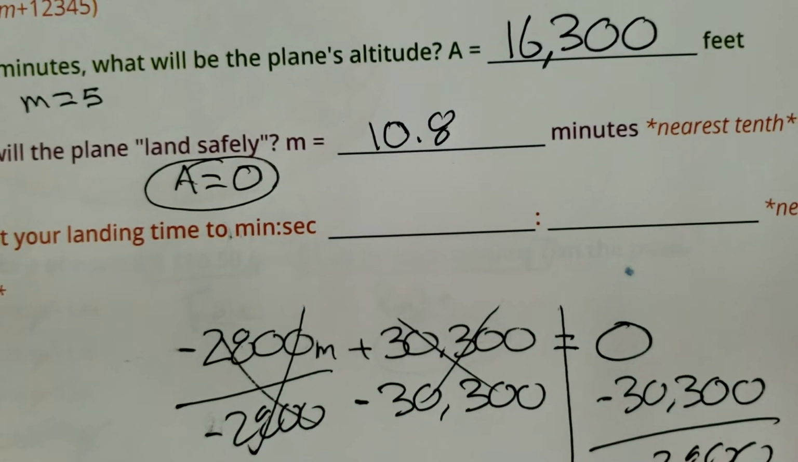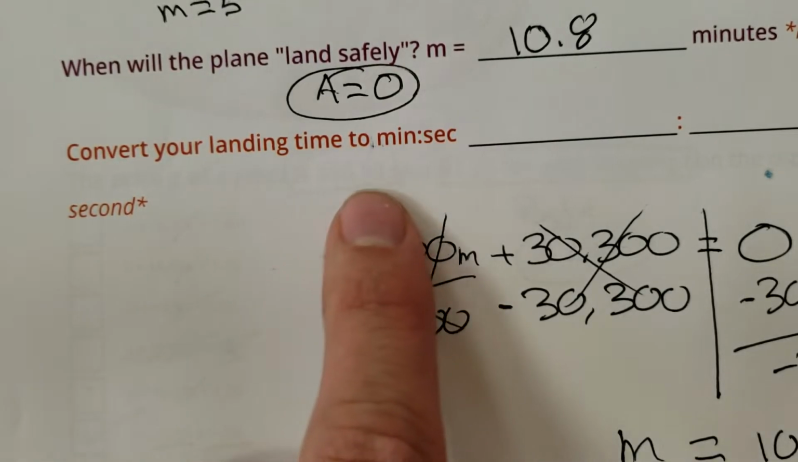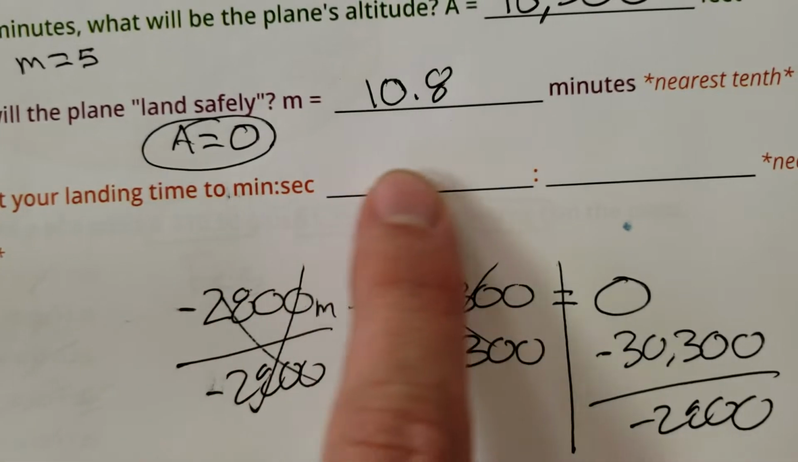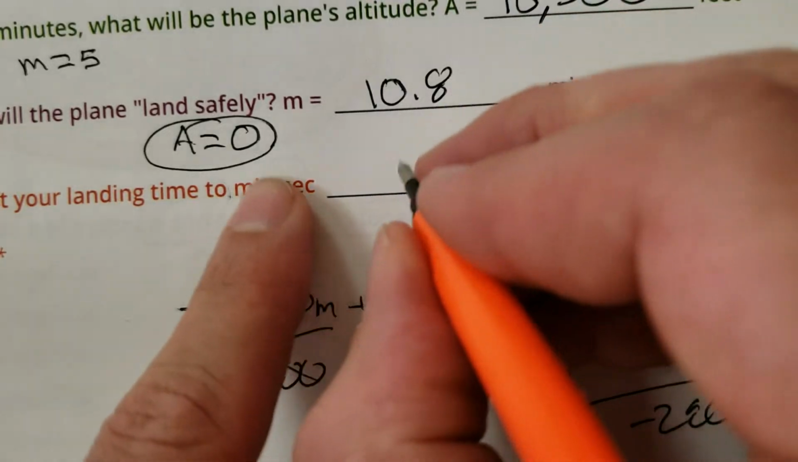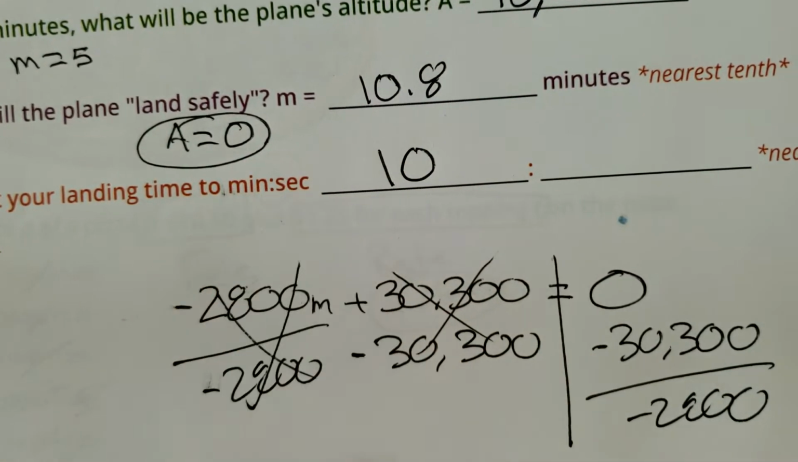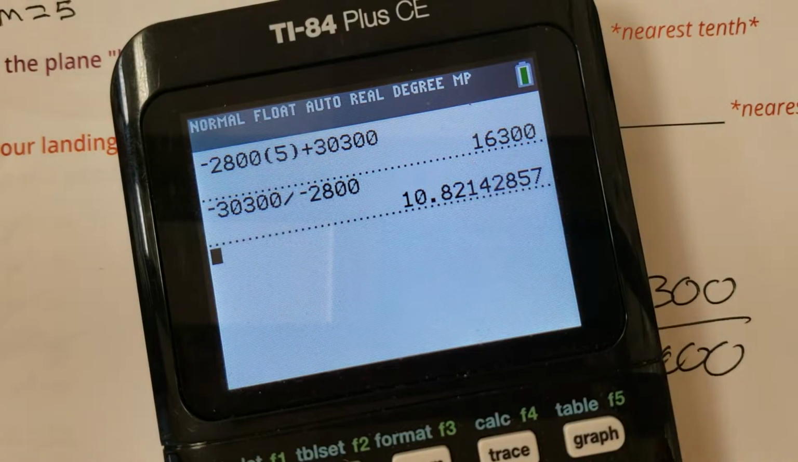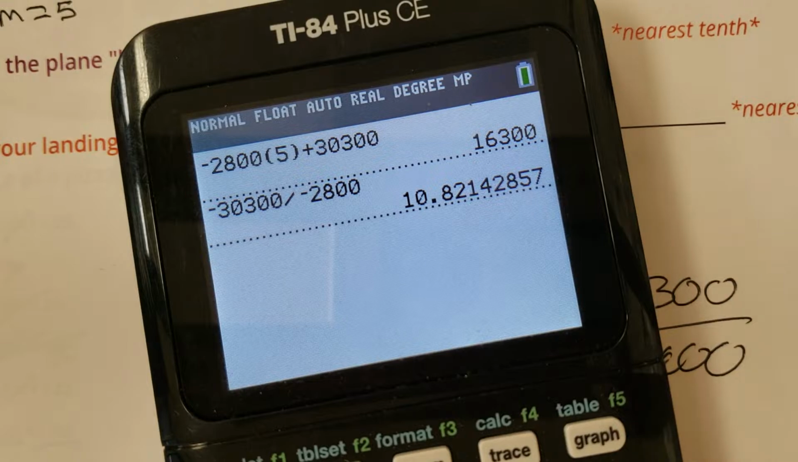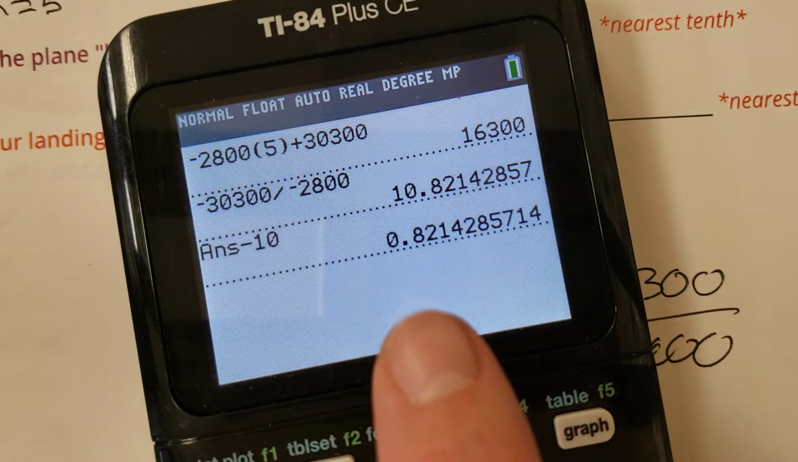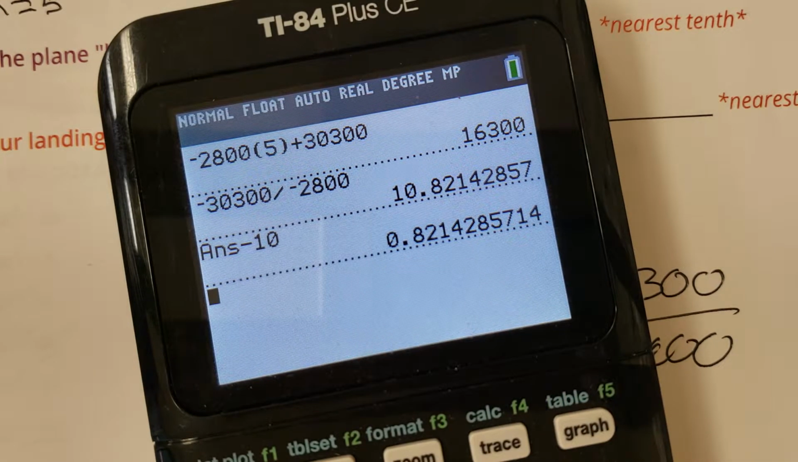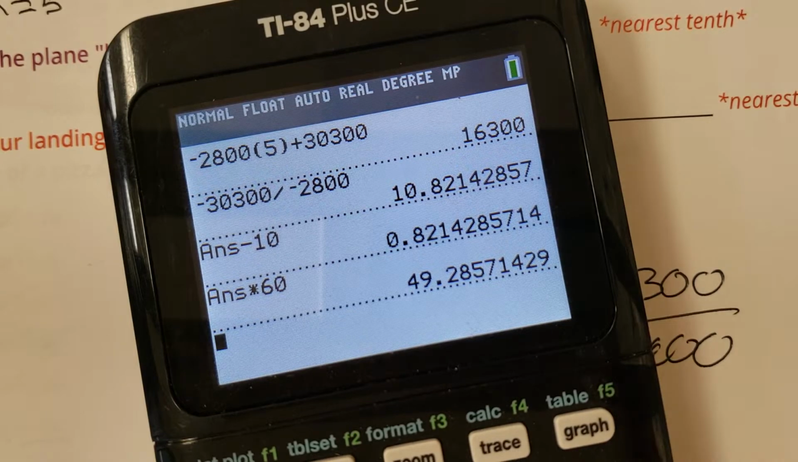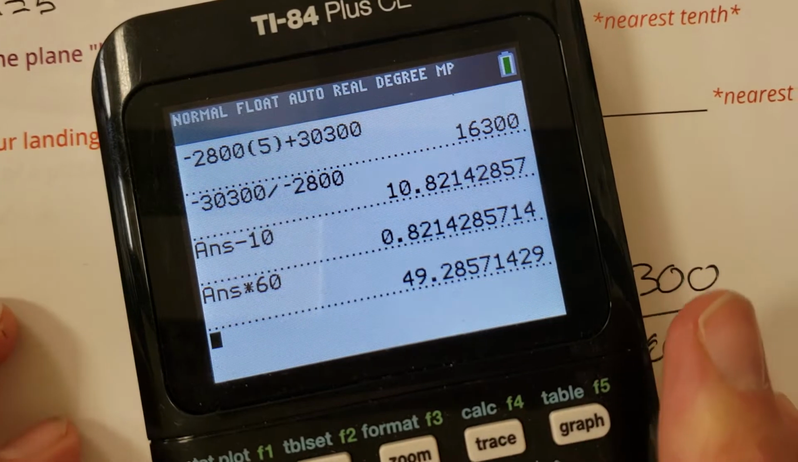10.8. Okay, here we go. Next one, it says, convert your landing time to minutes and seconds. Oh, so 10.8 minutes. This part's easy. That's going to be 10, okay? Now, I'm not going to clear my answer out yet. Because I rounded to 8, I need to be careful here. So I'm going to go ahead and subtract the 10. And I'm going to convert this back to seconds. If I've got 0.82 minutes, I would have, to the nearest second, I would say 49 seconds.